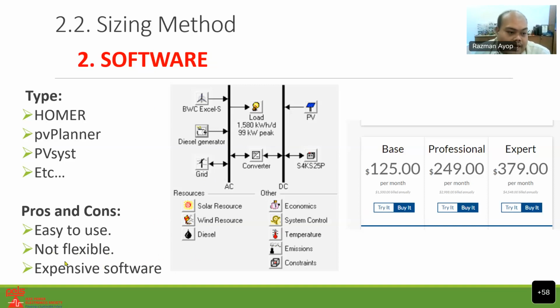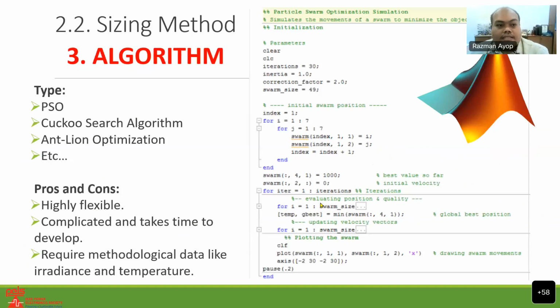And of course, the disadvantage of using the software is that it is very expensive. You can see here, I think this one is Homer. The cost per month is almost $125. This is just per month and for the base system. So if you have a large system, you have to buy the expert version, and it is very expensive. Okay, so the third method is algorithm.